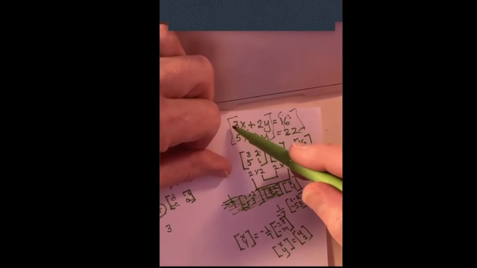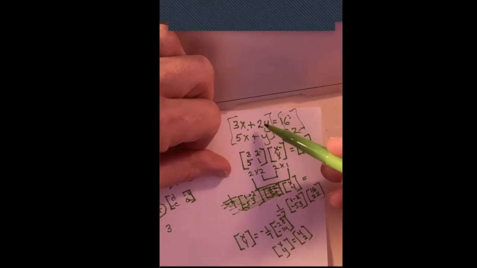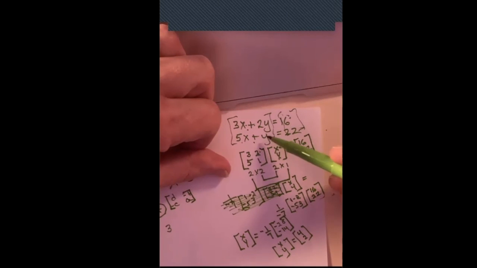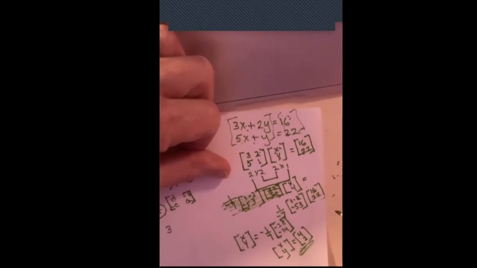Going back up here, 3 times 4 is 12. 2 times 2 is 4. 12 plus 4 is 16. Over here, 5 times 4 is 20. 1 times 2 is 2. So it's 22. So this actually is the solution. Okay.